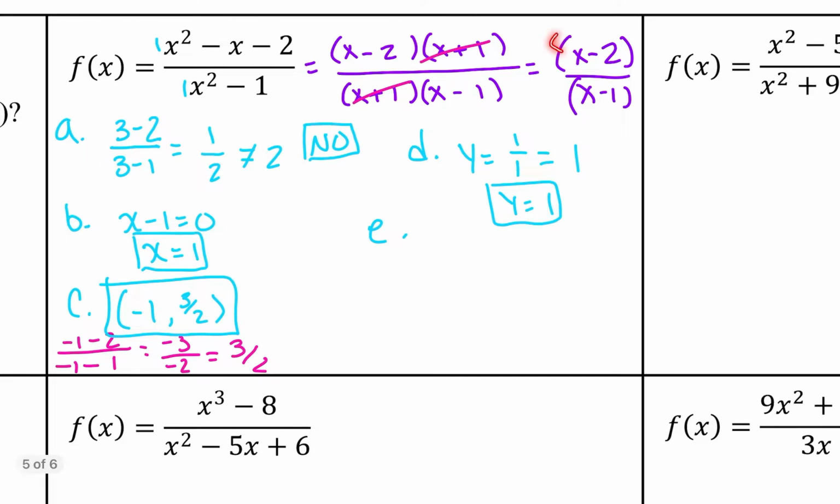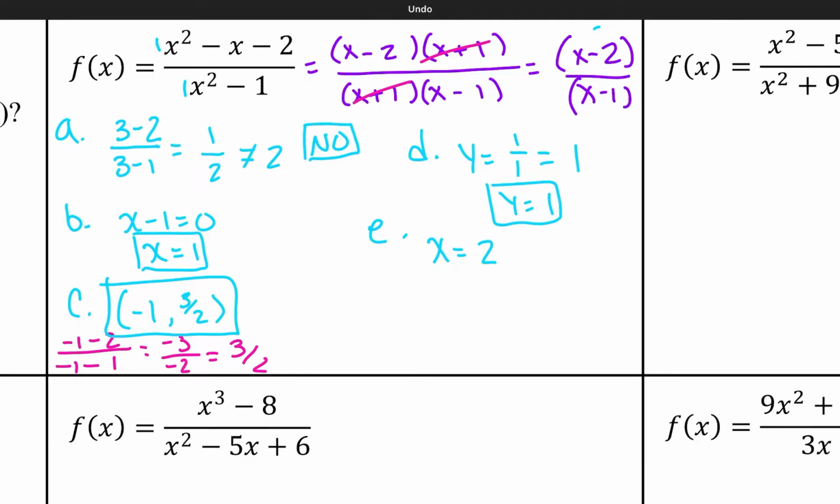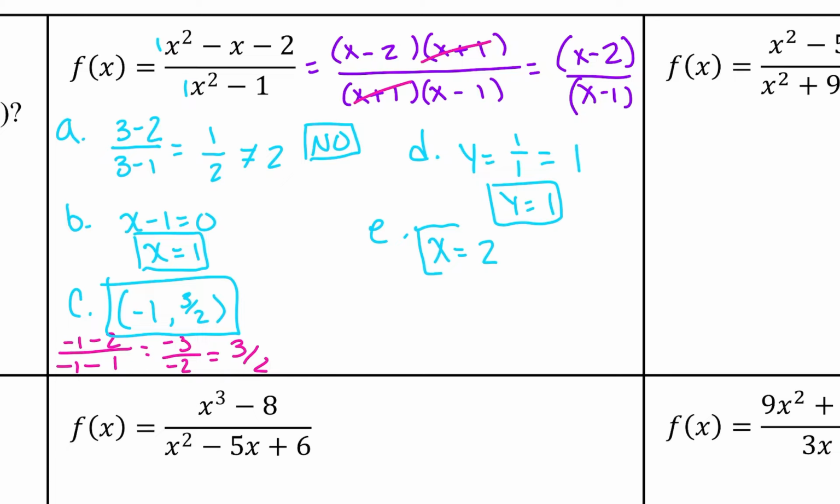E says identify all the zeros. Zeros come from our numerator. We look at the numerator and set that equal to 0. In this case, our zeros are just x equals positive 2 because we would set this equal to 0 and we'd add 2 to the other side. So we would get x equals positive 2.